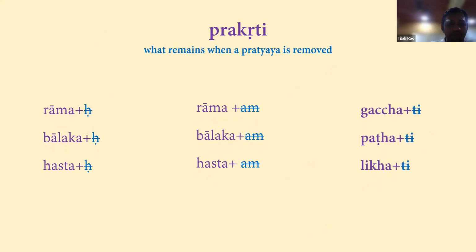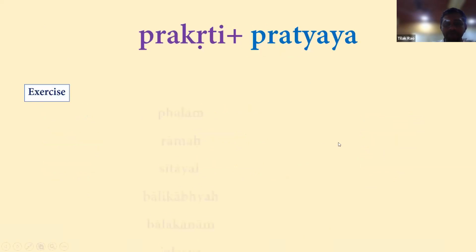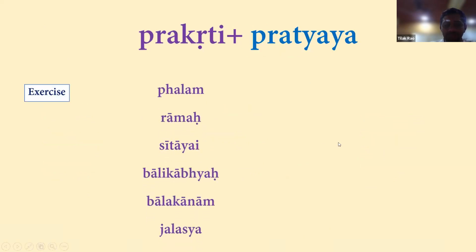So the same, Rama is a prakriti in Ramaha. In Ramam, again Rama; Balakam, Balaka; Hastam, Hasta; Gacchati, Gaccha; Pathati, Likhati. It can be a kriya pada or nama pada. There are two parts: one is prakriti and another is pratyaya. I'm just showing some other examples. So phalam, if you take phalam, then phala is prakriti, am is pratyaya. Ramaha, Rama is prakriti and ha is pratyaya.